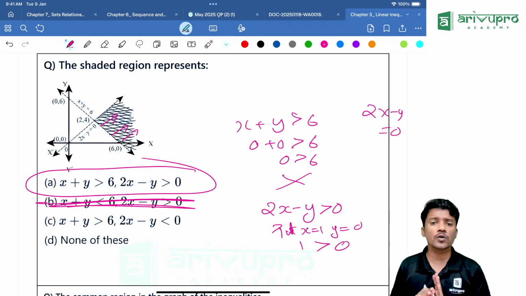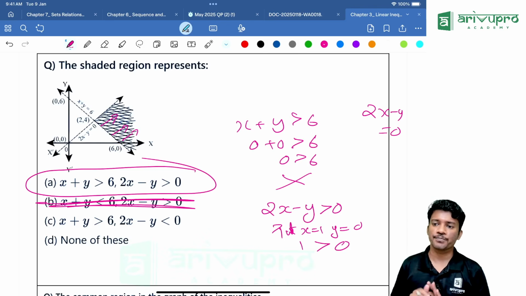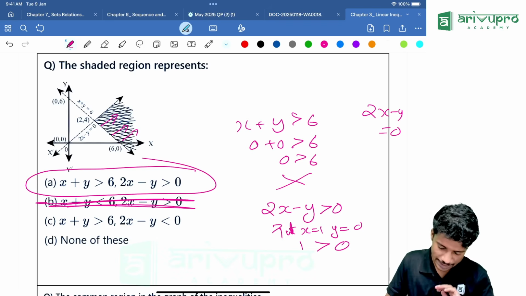Yes. Any doubt? Please tell me. Sahana, you got this? Yes. Perfect. Perfect, Praveen. Yes, Aditya. Clear? Yes. Next one.